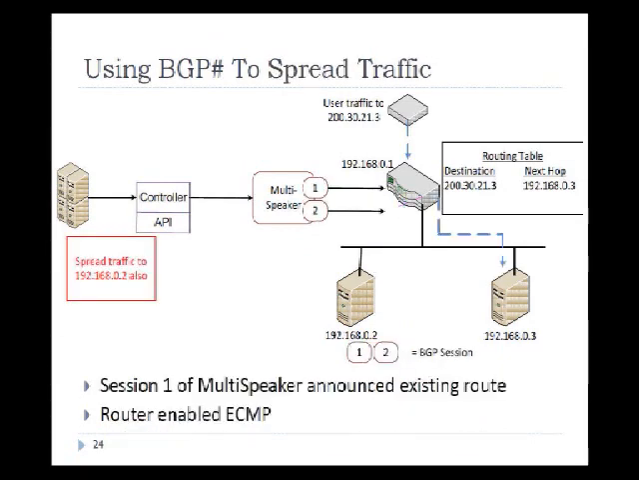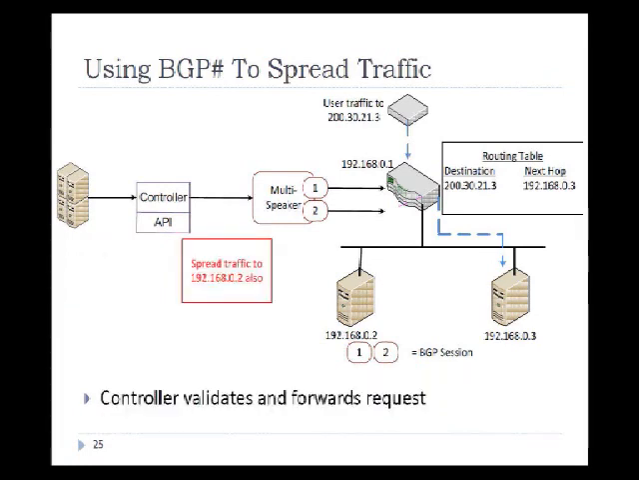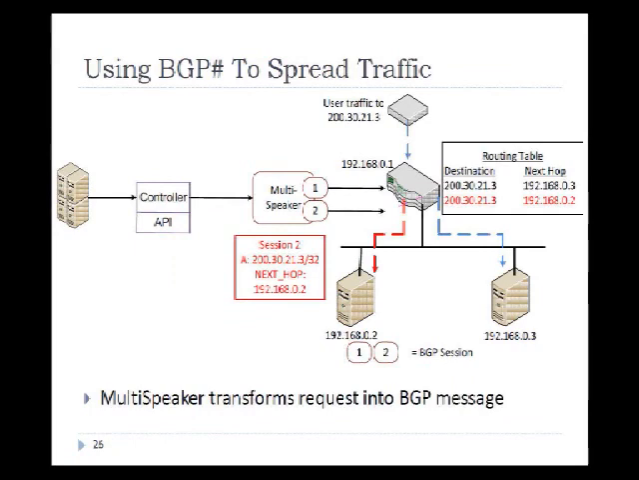And the second example is to spread traffic. And here, the setup is as follows. In the multi-speaker, I have two BGP sessions to the router. And the first session of the multi-speaker has already announced an existing route, and the router has enabled ECMP. So what I'll do here is something very similar. The tenant application will send a request to say, I want to spread the traffic to another server. Can you please do that? And the controller will validate and forward that request to the multi-speaker. And the multi-speaker will use the second peering session to turn that request into a BGP message and send it to the router.